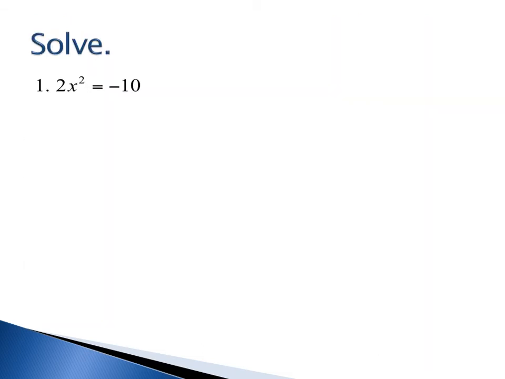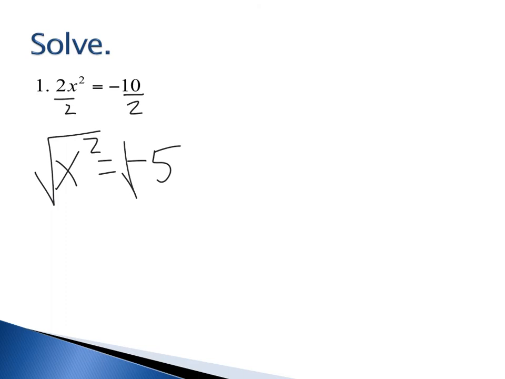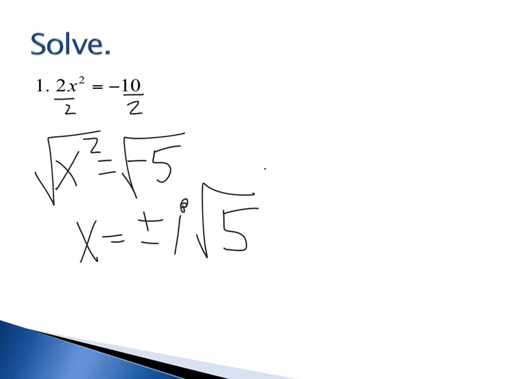Now we're going to practice solving quadratics. For this first one, since I just have something that's x squared, the easiest way to do this is by the square root method. So we're just going to get x squared by itself. So I'm going to divide by 2. So I have x squared equals negative 5. Now remember, when we square root both sides and we square root a negative, we're going to have x equals plus or minus i, because the square root of a negative is i, and then square root 5, since we can't break down that square root.